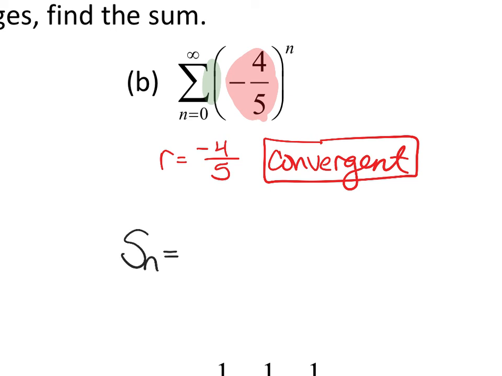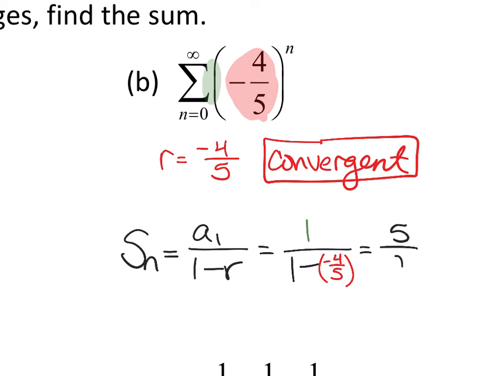S sub n equal to a sub 1 over 1 minus r. That first number is 1, and my common ratio is negative 4/5. 1 over 1 minus negative 4/5 would evaluate to 5/9. So the sum, when we add up this series all the way out to infinity, pressing add over and over again for all the numbers in the sequence, they'd sum up to 5/9.